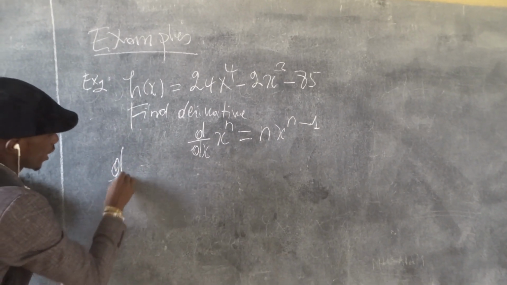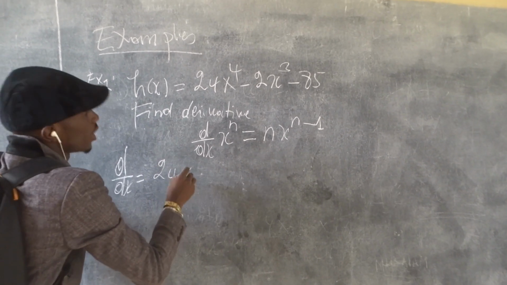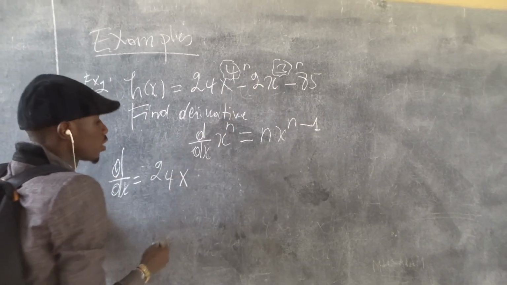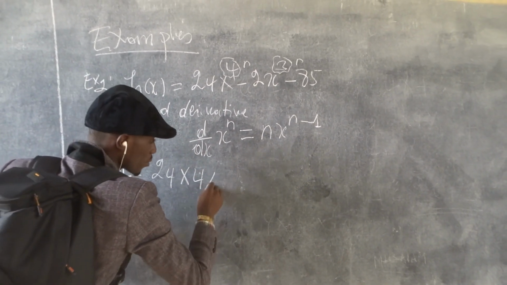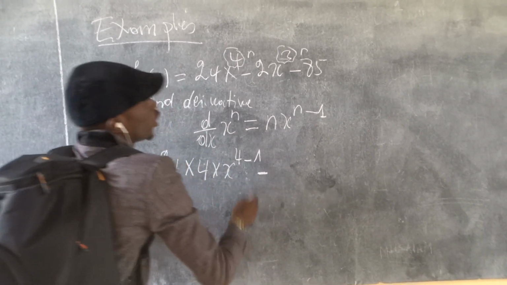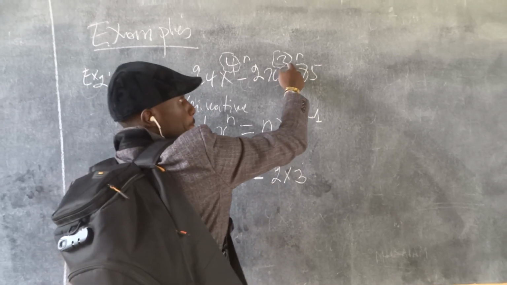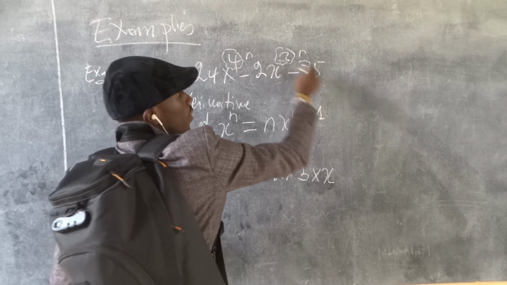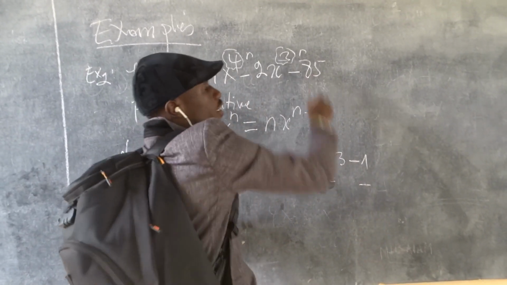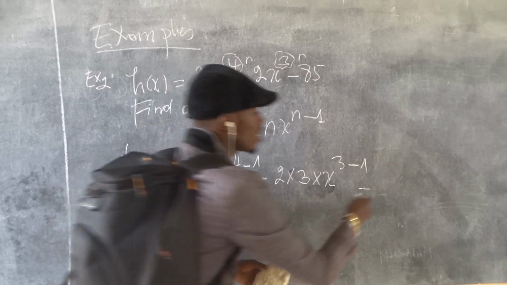The solution d over dx is equal to: here we take 24 times n, where n is 4, times x power 4 minus 1, minus 2 times n, where n is 3, times x power 3 minus 1, minus 85. Remember 85 is a constant number, and the derivative of a constant number is 0.